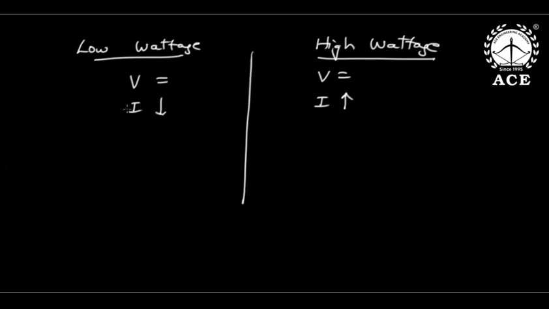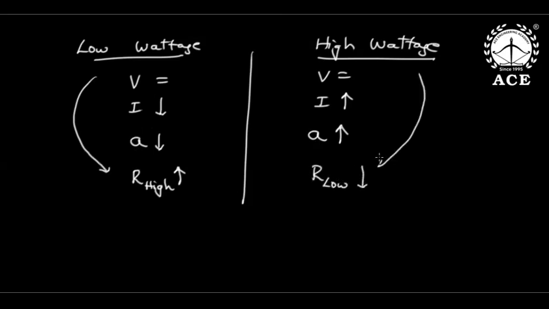But what is the design requirement? For low current, the conductor cross-section area is low. For high rating, the conductor cross-section area is high. But we know R is rho L by A. Considering the length to be the same from the plug point, because resistance is inversely proportional to area, for low wattage resistance is high. Yes or no? But for high wattage, resistance is low.